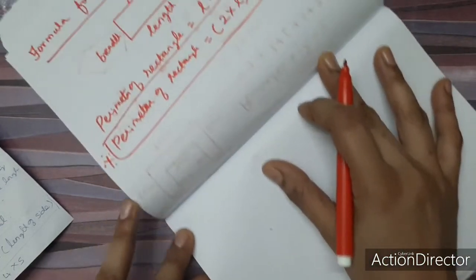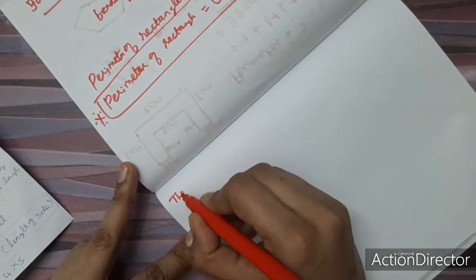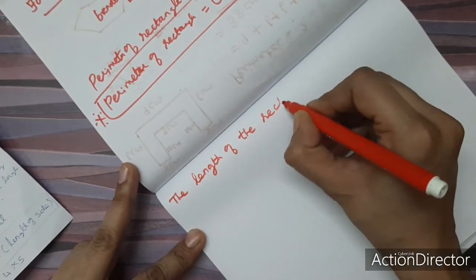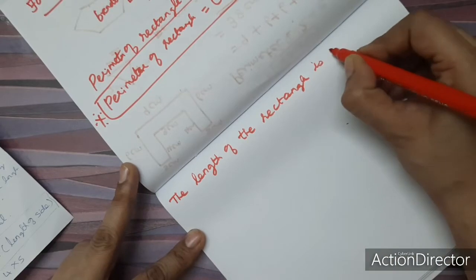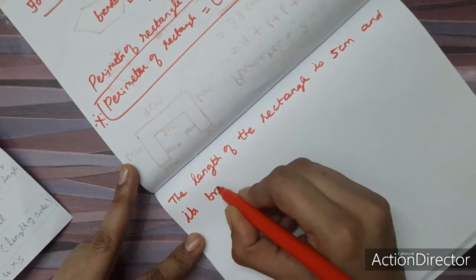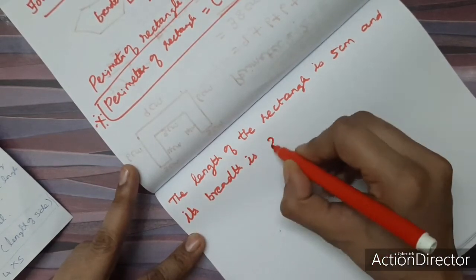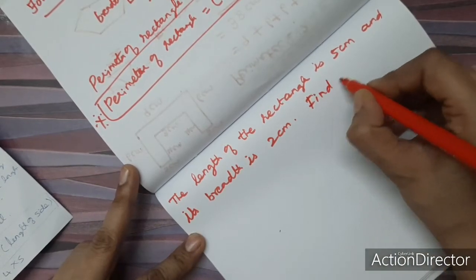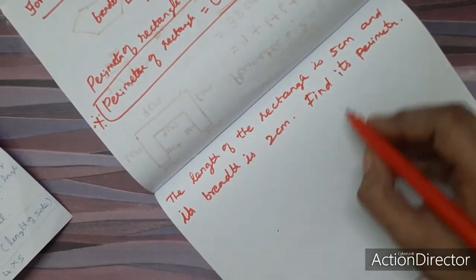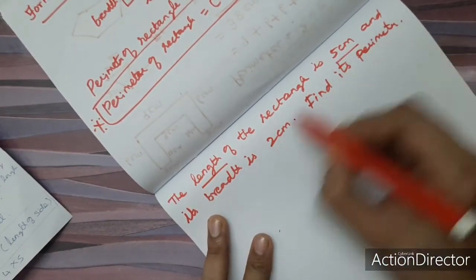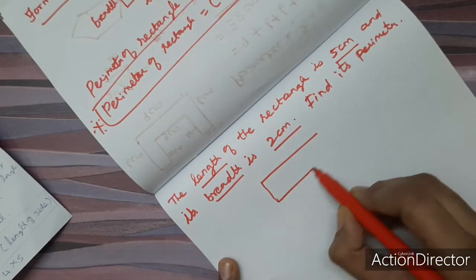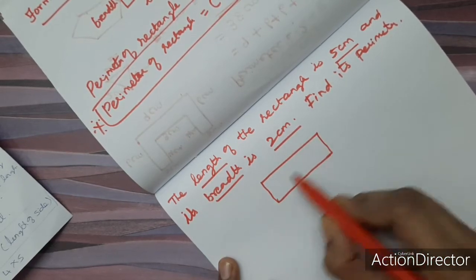Okay, so we'll do one sum now. The length of the rectangle is 5 centimeter and its breadth is 2 centimeter. Find its perimeter. So we are going to find the perimeter. They have given the length as 5 centimeter and breadth as 2 centimeter. Okay, so we'll draw one rectangle. So these two sides are length and these two sides are breadth.